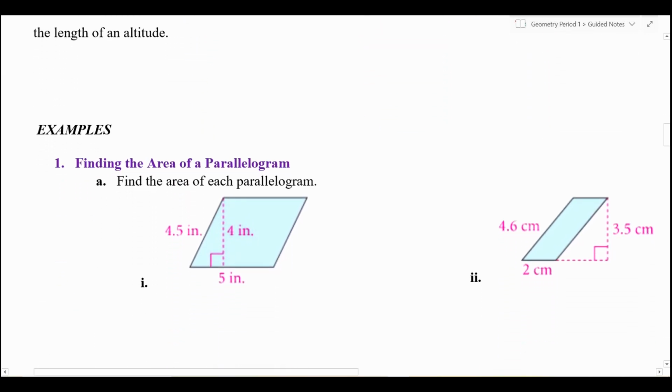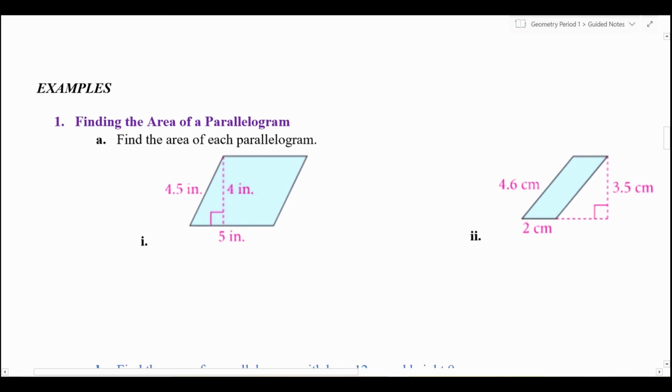So we have example 1, A number 1. Here we have example A number 1, in which we have a parallelogram, and we have some values already given to us. The base of this parallelogram is 5. We happen to know this side right here, and we happen to have the altitude right here, or the height. The height is right here, so we have the information that we need.